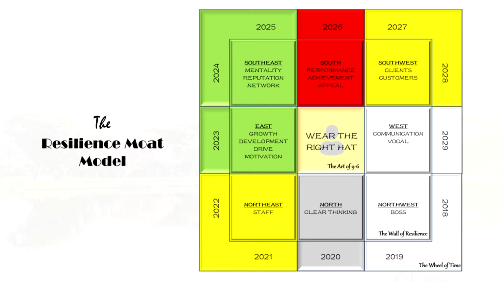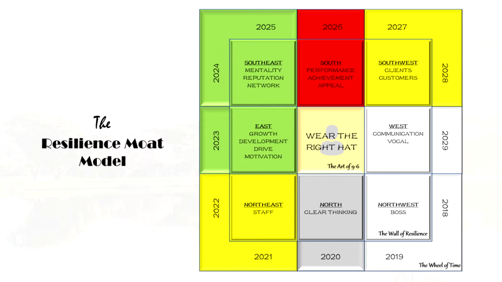So I hope you can remember the first layer, which is the inner core. It is wearing the right hat, and to wear the right hat, you need to know the art of 9-6. I hope you can remember. That is the first layer, the inner core, and that is a very important core.